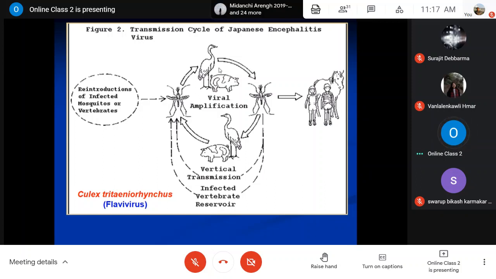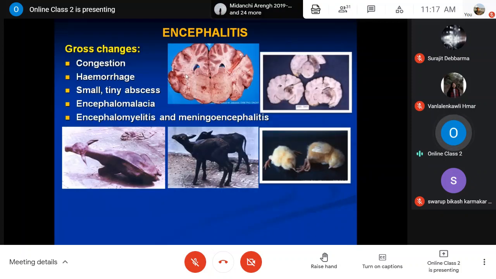Then the gross changes of encephalitis: if you see the affected brain, you will find the brain is highly congested. Some hemorrhagic lesions may be there, maybe petechial or ecchymotic type, or sometimes there may be the presence of very tiny abscesses, and necrotic lesions of the brain parenchyma, which we call encephalomalacia. And there may be encephalomyelitis as well as meningoencephalitis.